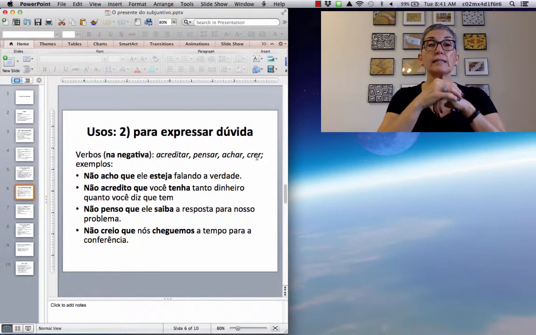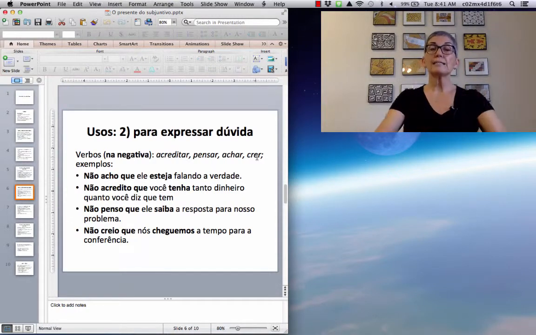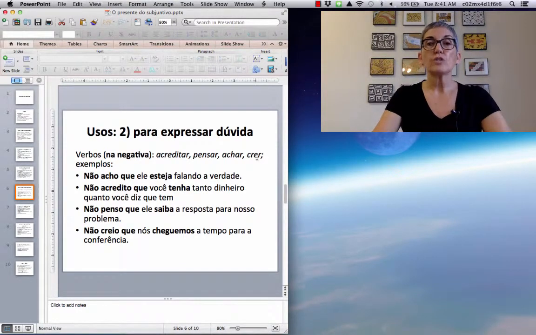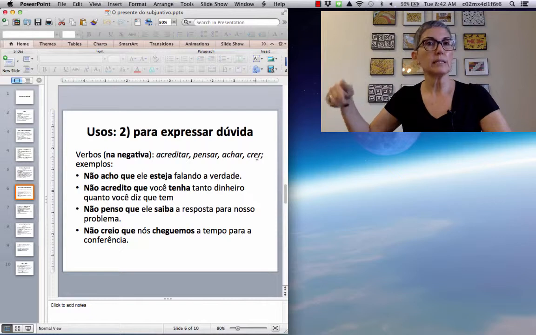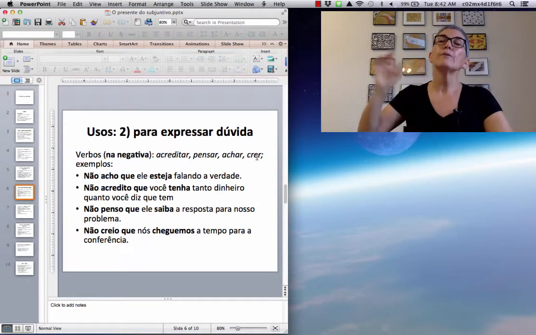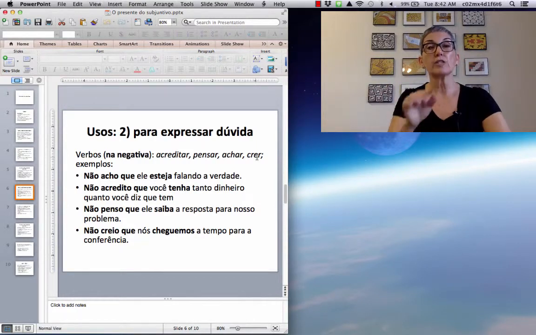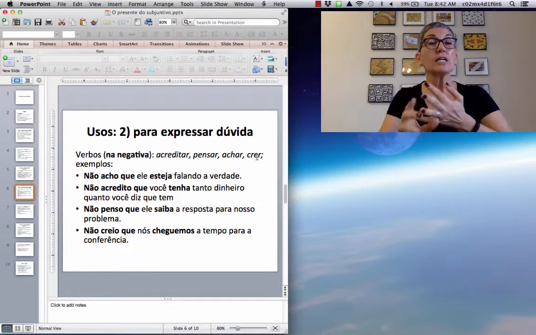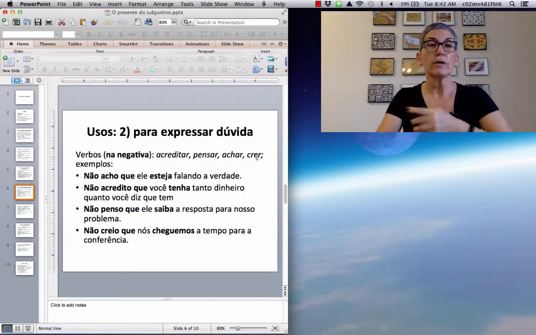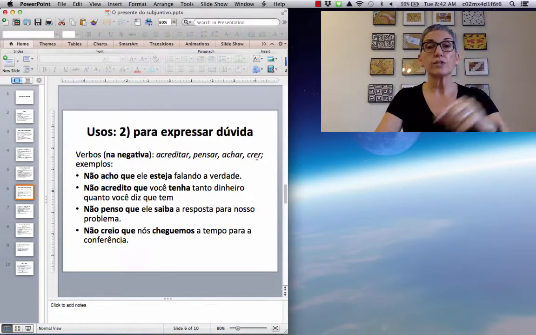So let's take a look at some examples. Não acho que ele esteja falando a verdade. So não. So this is what I mean when I say these verbs have to be in the negative form. Okay, so you have to say I don't think that. So when it's in the negative, you have to use the subjunctive. Não acho que ele esteja falando a verdade. Remember that the verb estar in the subjunctive, it's irregular. Então, esteja, esteja, estejamos, estejam. Não acho que ele esteja falando a verdade. I don't think he is telling the truth.